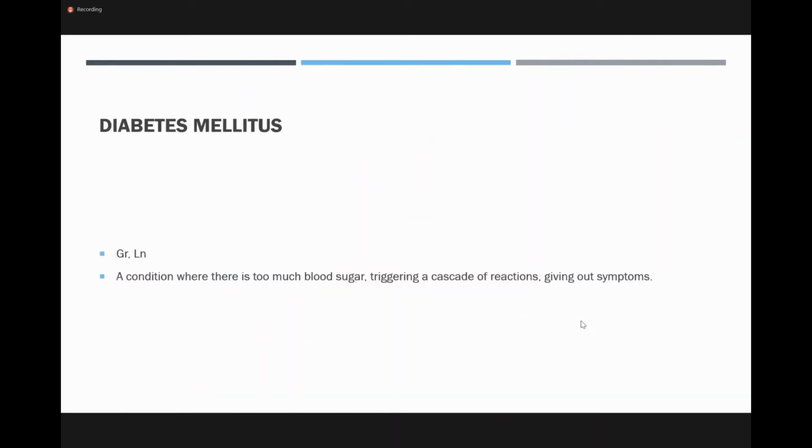So just an introduction, let's zero in first on diabetes mellitus. Diabetes mellitus are two words na nagsimula po sa Greek and Latin words. Ibig sabihin kasi niyan, baka hindi niyo pa na-encounter kung ano ba ibig sabihin ng diabetes mellitus. Ang ibig sabihin po ng diabetes ay in passing of, and your mellitus means the sweet. So in passing of the sweet. So diyan kaya po totoo po yung mga sinasabi ng ating mga kaibigan na mayroon pong diabetes, na minsan ang kanila pong ihi nilalanggam. So yan, it is a condition where there is too much blood sugar which triggers a cascade of reactions giving out symptoms.